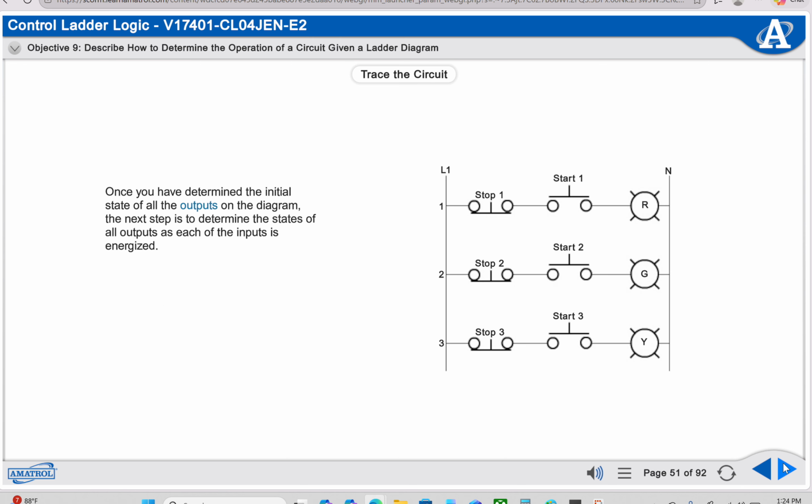Once you have determined the initial state of all the outputs on the diagram, the next step is to determine the states of all outputs as each of the inputs is energized. For example, determine which indicator lamps come on or go off as each of the buttons are pressed.